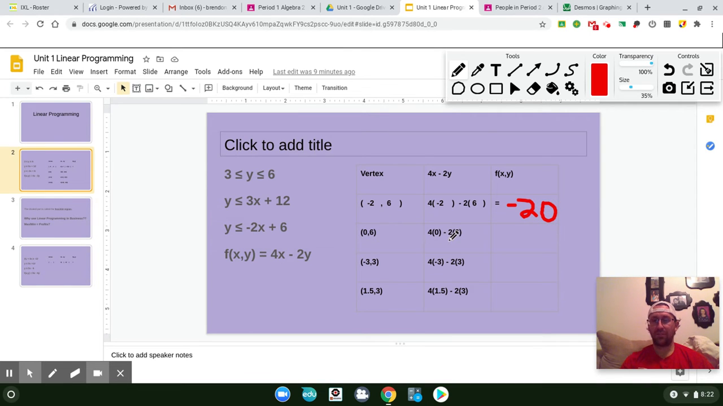Then we're going to plug in 0 and 6. 4 times 0 minus 2 times 6. 4 times 0 is 0, minus 2 times 6 is negative 12. So 0 minus 12 is negative 12. Again, we're using this equation right here, and the points we're using are the points that we found on our graph, the vertices. Now I plug in the negative 3, 3: negative 12 minus 6 is negative 18.